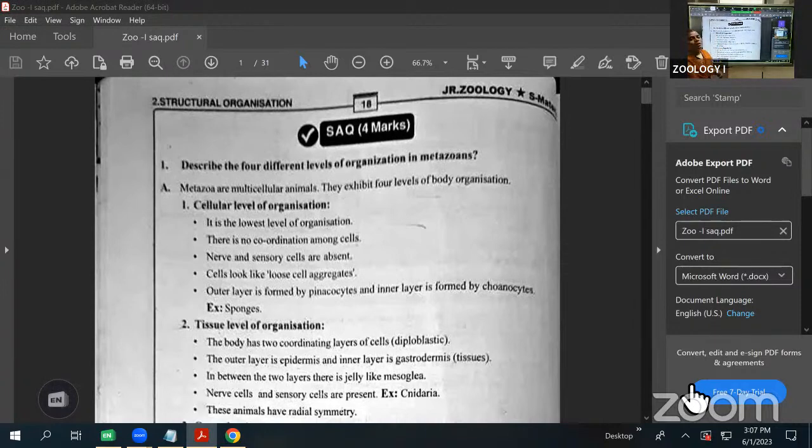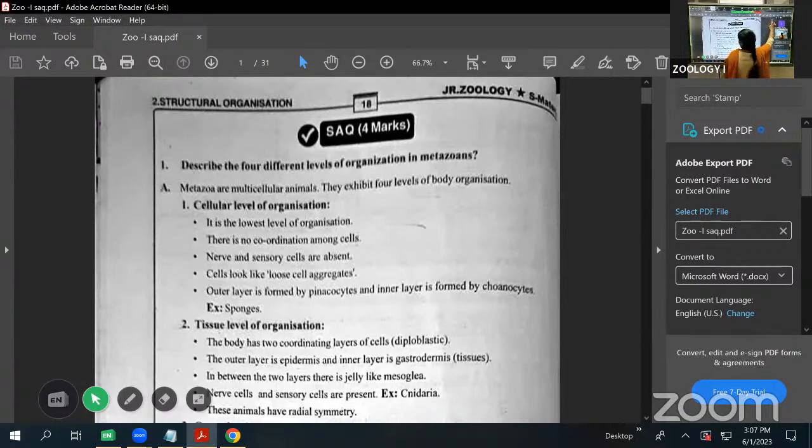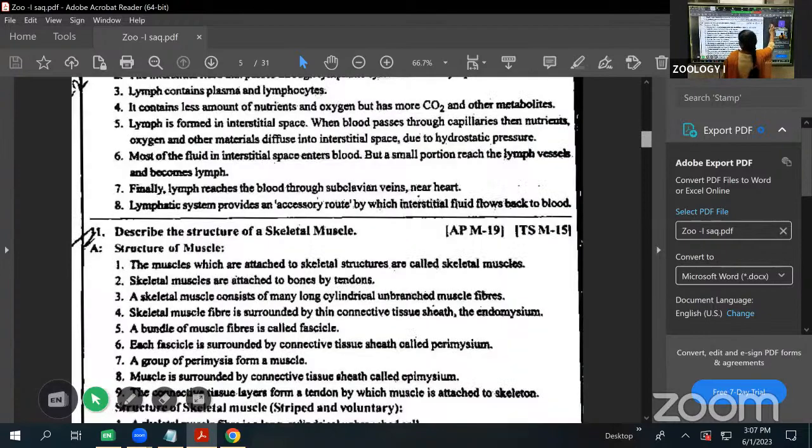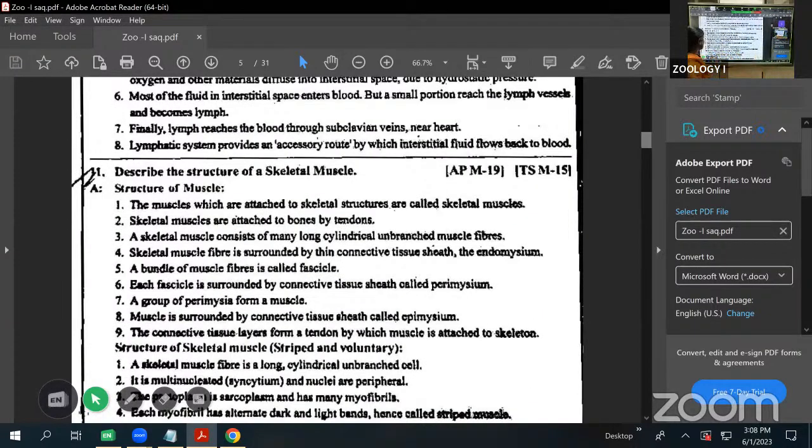We are in the SAQ's second lesson, structural organization. Inside of that, we already discussed the coelom and pseudocoelom, and next the types of cartilage. Next, we are going to discuss the next question, the skeletal muscle.